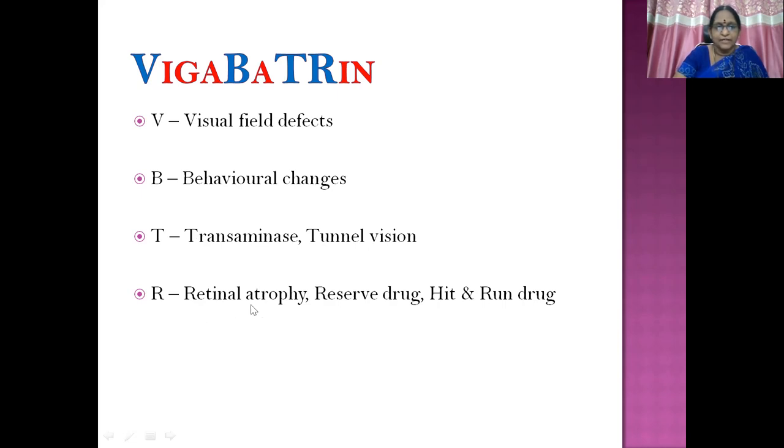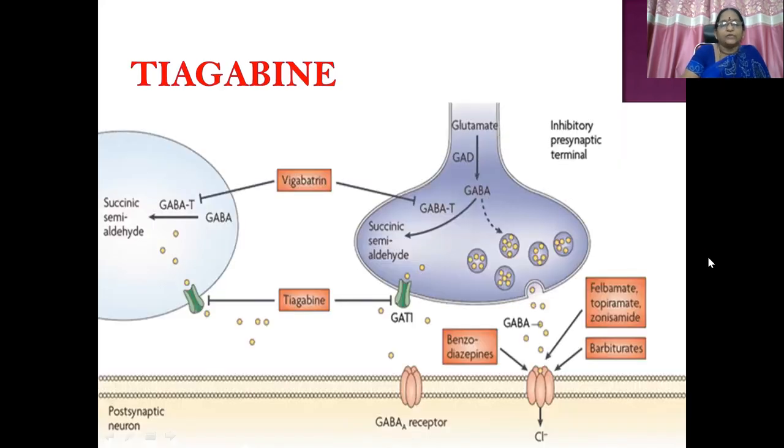And R for retinal atrophy, which is central and peripheral as well. And it is a reserved drug for the resistant epilepsy case and a hidden drug. So this is the mnemonic that I would like to give. Then going to another molecule, that is tiagabine.